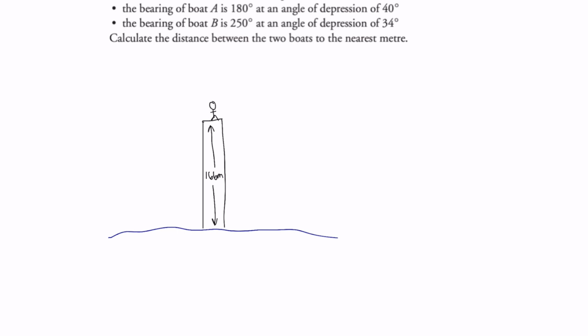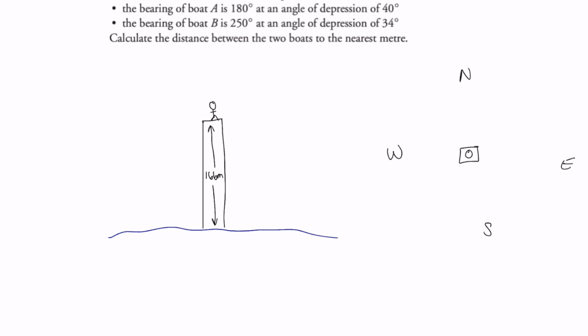So now we need to figure out where the boats are with respect to the person, and we can do that by using the bearings. And the bearing for boat A is 180 degrees, so let's just ignore the angle of depression for now. To get the position of the boats, you just need to draw this from a bird's eye view. So this is going to be the Skylon Tower, and this is going to be the person's head. And we're going to draw north, east, south, west.